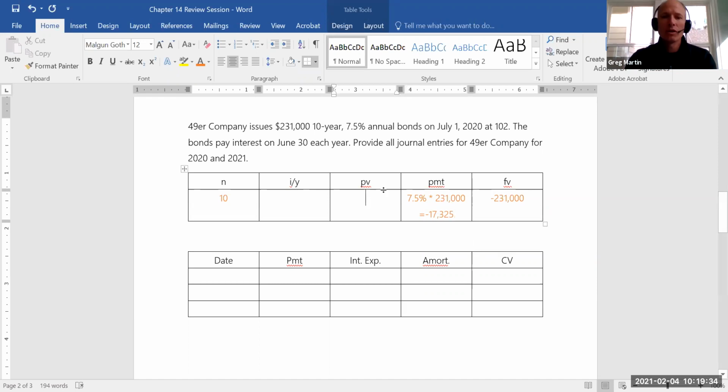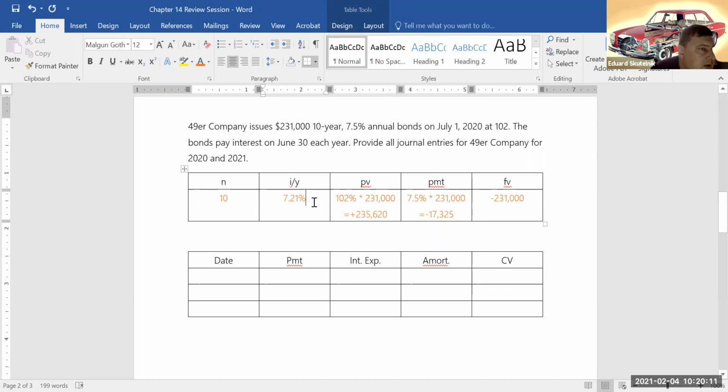And then the present value, we have to be given some sort of price. On a problem, either you'll be given the yield or you'll be given the price, and you kind of solve for the other one. In this case, you are given the price, that 102. So the price is 102% of par, which is 231,000. And so the price is $235,620. And again, that's positive because that's how much the company is going to receive when it issues these bonds. And then we solve for the I/Y, 7.21%.